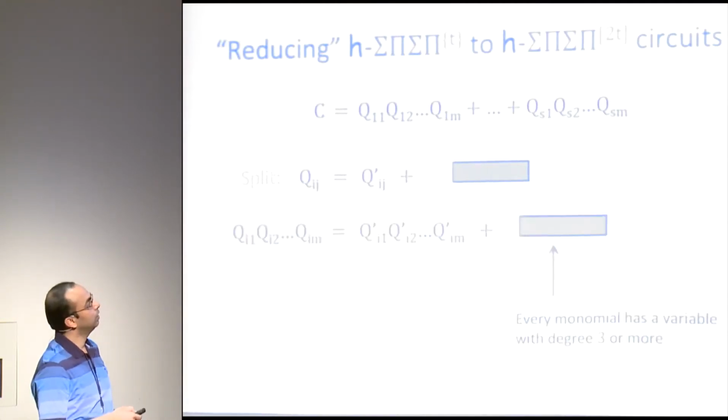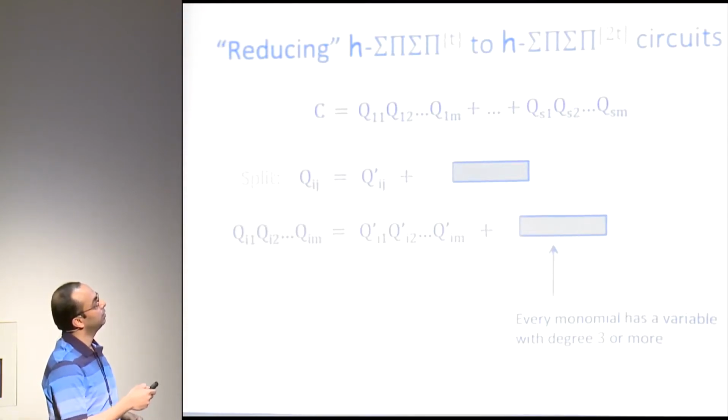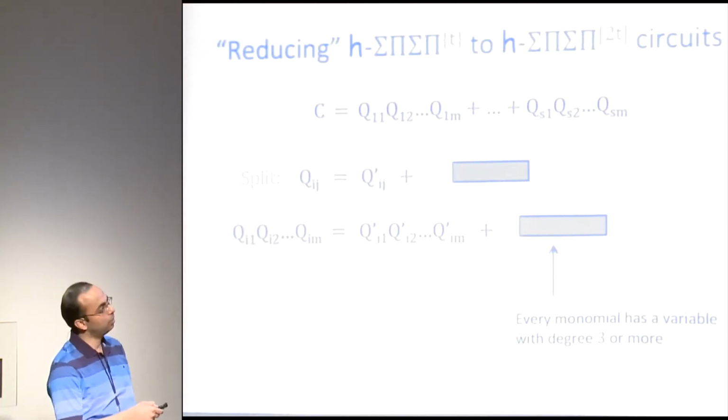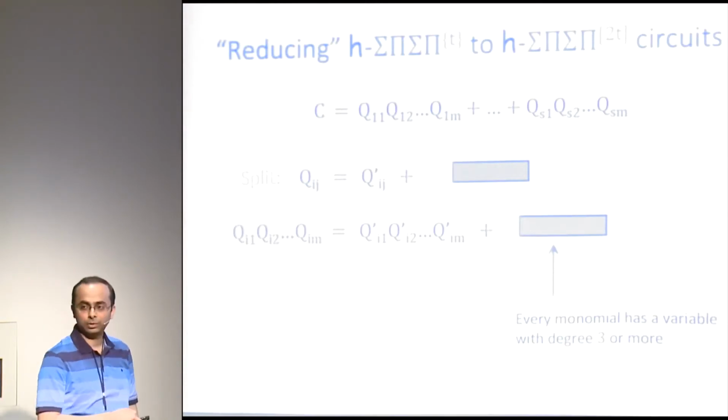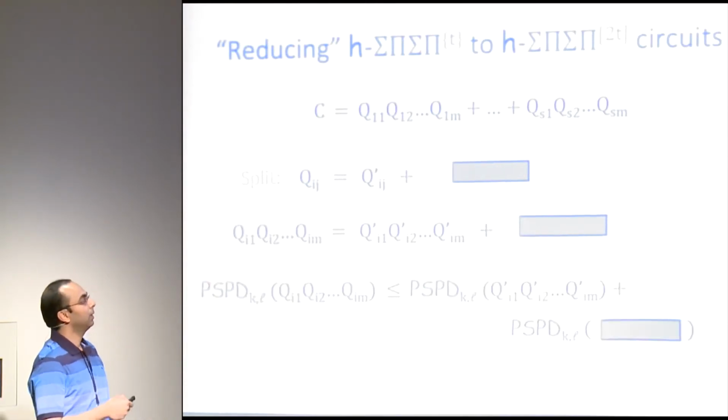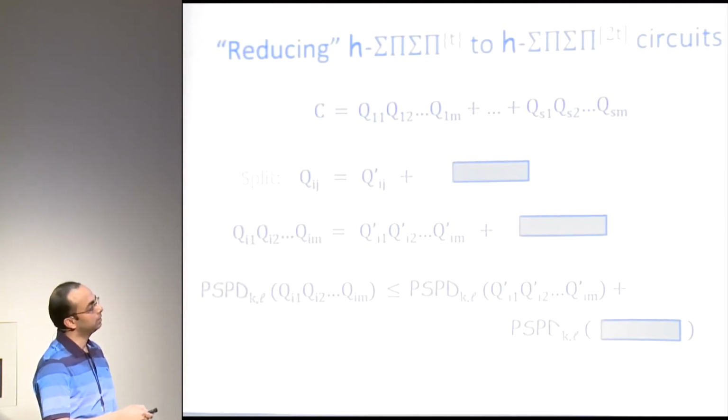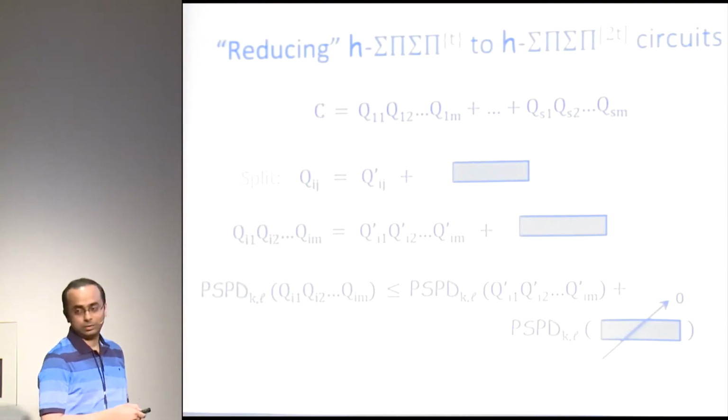Okay, good. So now you focus on a term, you multiply these things. These Q primes, the good parts, get multiplied, and each of them has small degree, and you have the junk part here, where every monomial has a variable of degree 3 or more. Now you apply the measure, projected shifted partial derivative, because it's subadditive, it gets applied on both. And now notice that this part is 0.